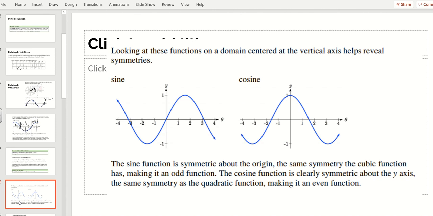So if we look at these with the domain centered at the vertical axis, we can see the symmetry between the two. The sine is symmetric about the origin. If you remember, that means it's an odd function. Cosine is symmetric about the y-axis, which would make it an even function. So just tying it back to odd and even functions, as those of you who are going on to calculus will need to be aware of that.